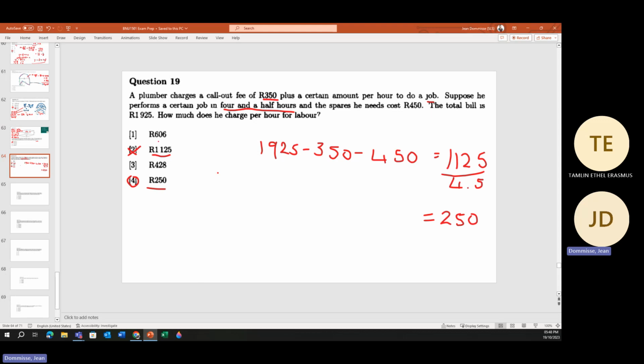Okay, just again, careful: the 1,125 is listed as an option, but it is not needed in this instance, because we want to work out how much he charged per hour. So again, just be careful of that other option that might be in your exam as well, when you work out something like this.